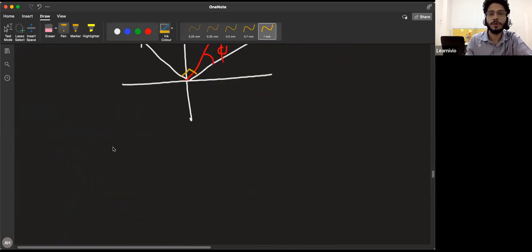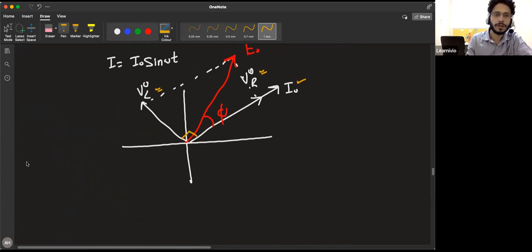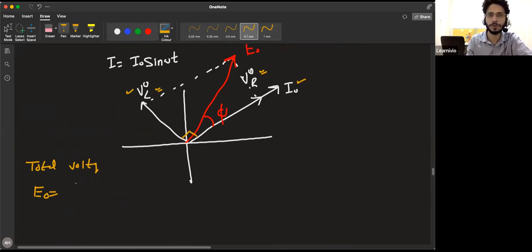Okay. So see the net voltage across the circuit, total voltage. Cephala, what will be the expression of the total voltage here? E naught. You are adding these two voltages, V naught L and V naught R. What will be the expression of total voltage? So V L square plus V R square. Right. That will be V naught L square plus V naught R square.